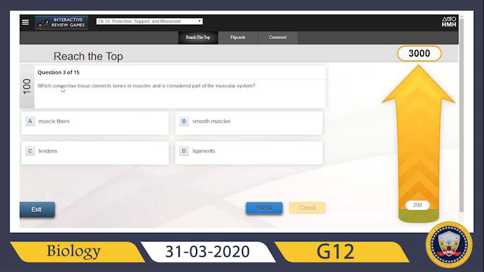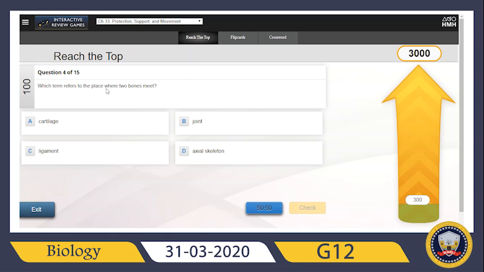Which connective tissue connects bones to muscles and is considered part of the muscular system? Is it the ligaments? Is it tendons, muscle fiber, smooth muscles? Well, let's try the tendons. Correct.